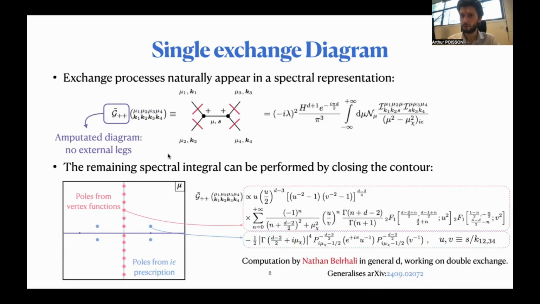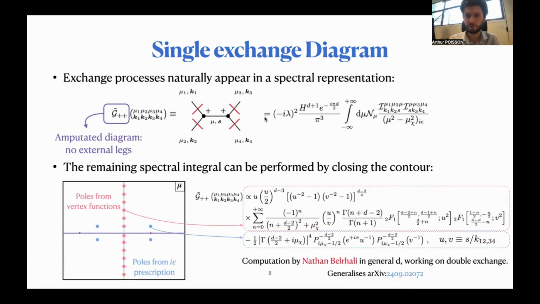Let me now go through a simple example, which will be the single exchange diagram. So I will focus on this diagram, which is the KLF version of the single exchange. You see here it's directly in KLF. I have no space, no time. I am fully in the momentum space. And I amputated the diagram, which means that I am ignoring the propagators associated with the external legs. Here I'm considering the plus plus vertices because it is one of the most complicated diagrams. The plus minus is simpler.